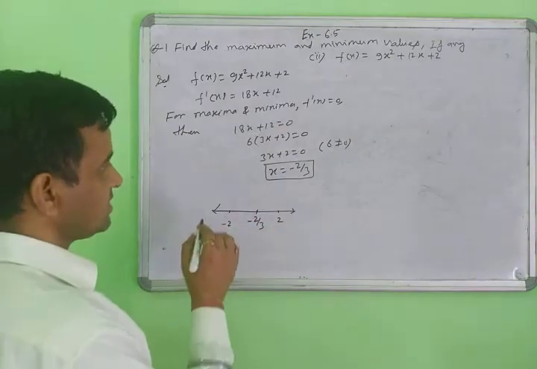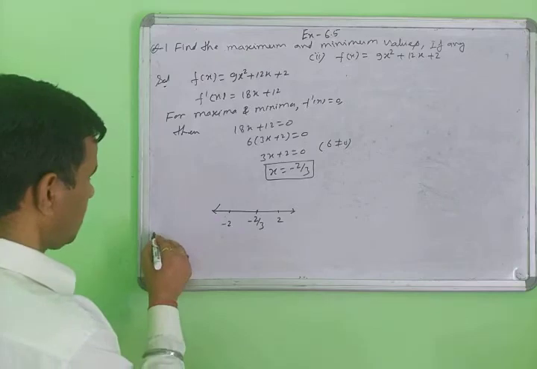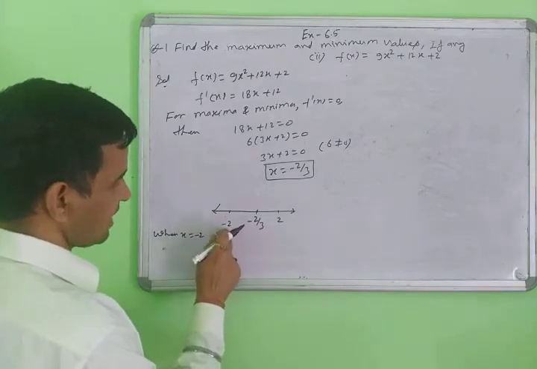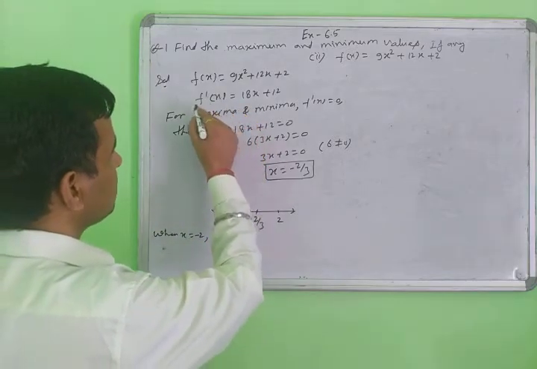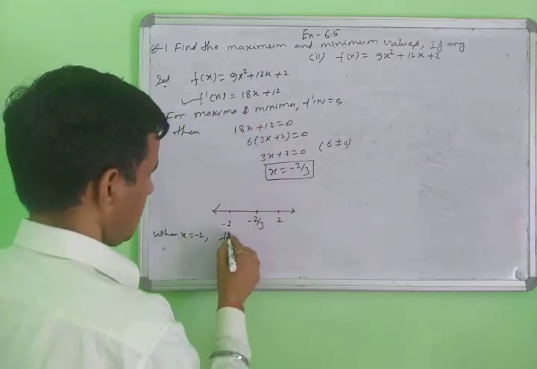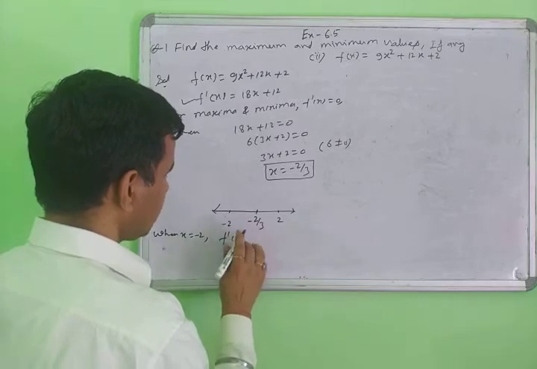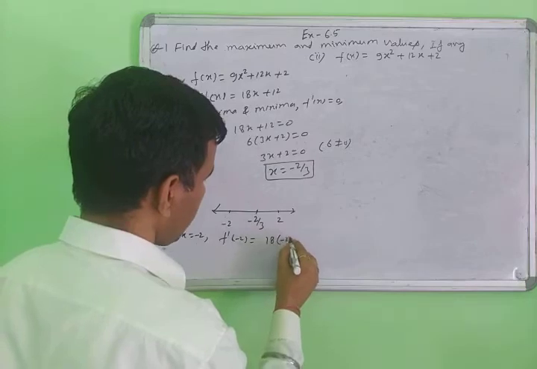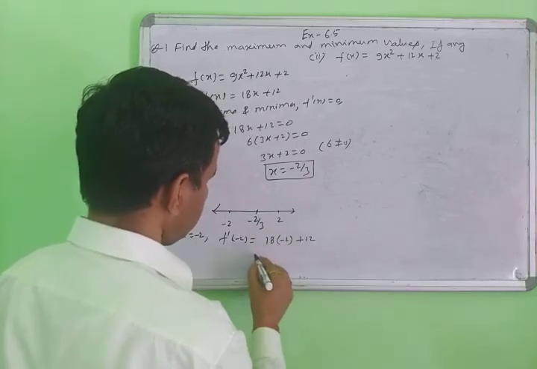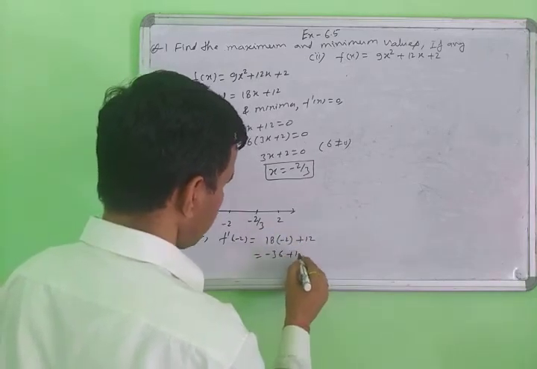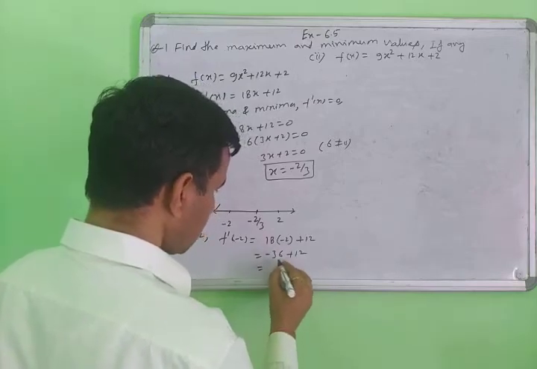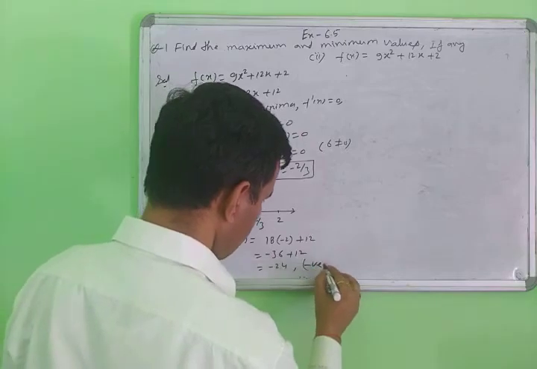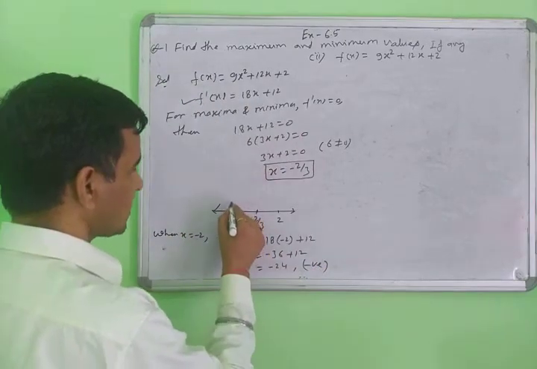Now check these numbers. When x = −2, the left side number, check the sign of f'(x). f'(−2) = 18 × (−2) + 12, which means −36 + 12. What result will come? −24. This is negative, meaning the left side sign is negative.